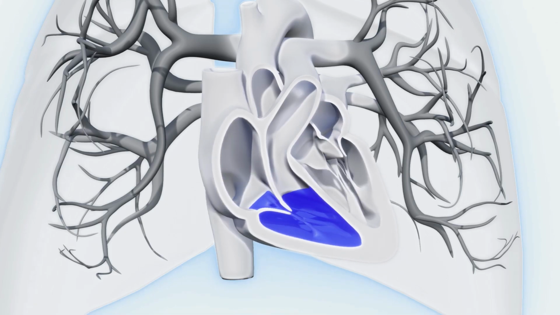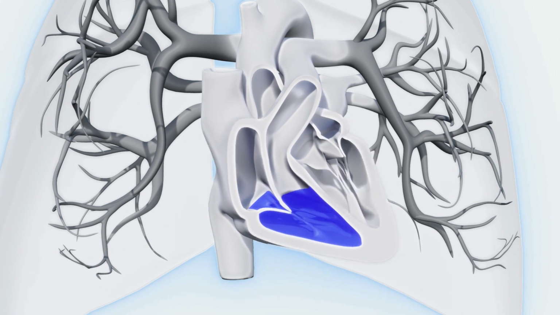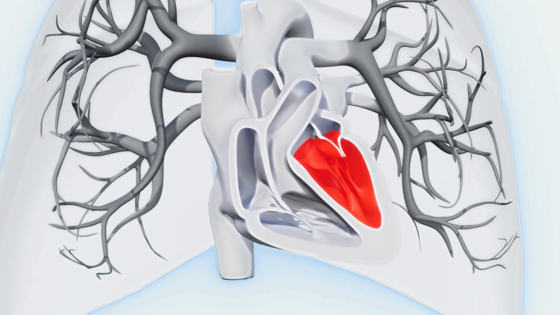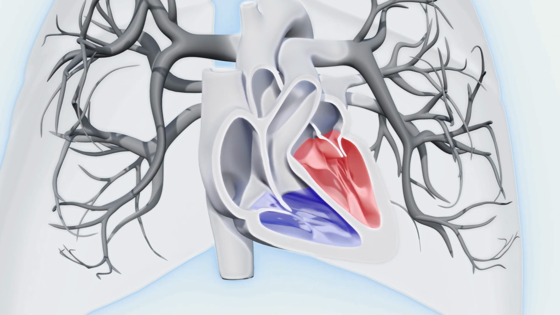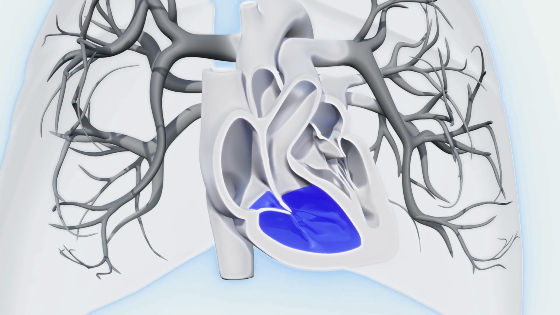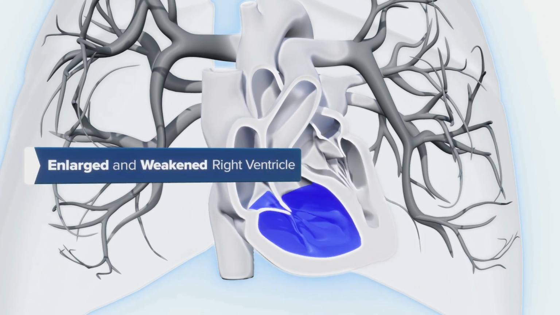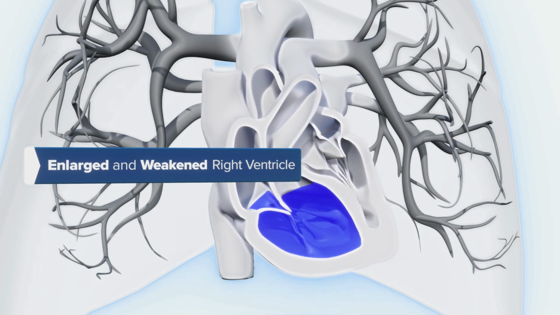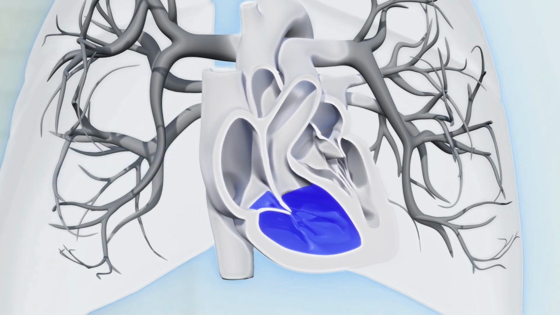Because sending blood to the lungs is somewhat easier than pumping blood to the entire body, the right ventricle was not designed to work quite as hard as the left. But working so hard to compensate for narrowed blood vessels causes the right side of the heart to enlarge and eventually to weaken so that it wears out and is no longer able to keep up.